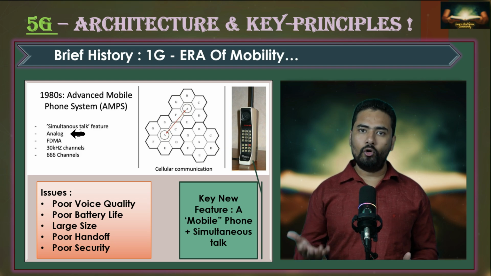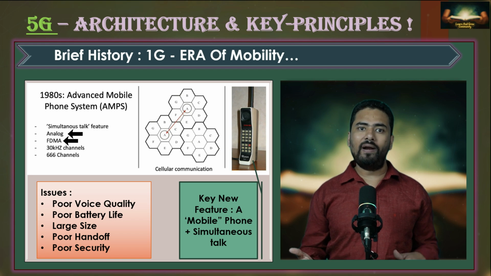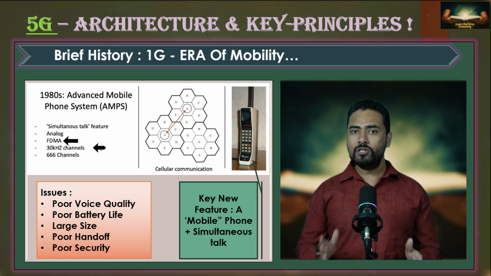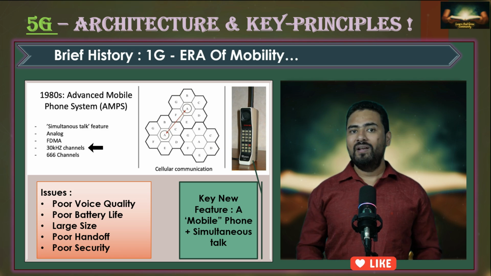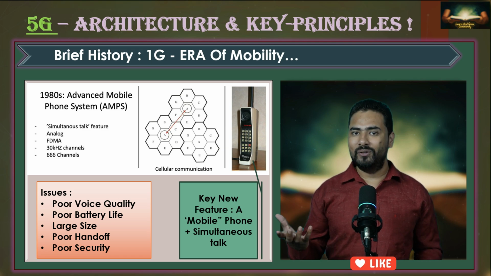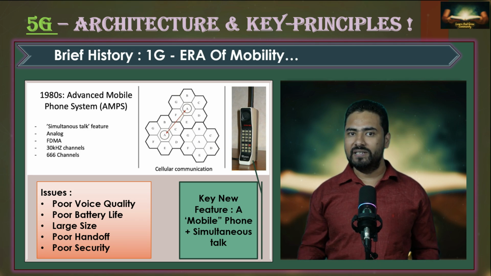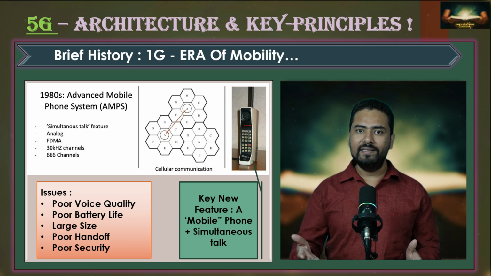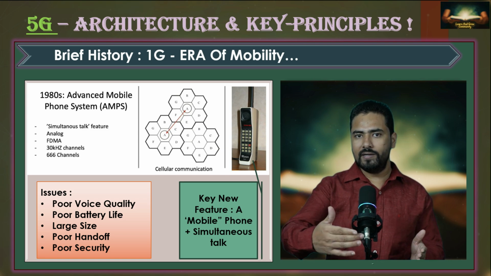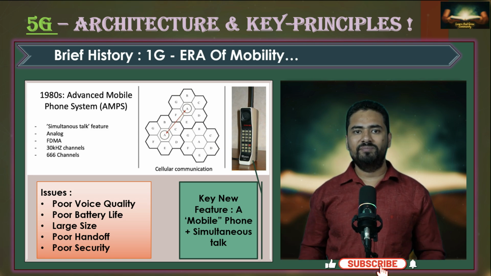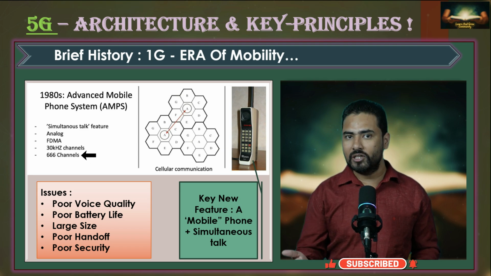AMPS used analog technology, and it used frequency division multiple access or FDMA. So each communication happens over a separate 30 kHz frequency channel. Another problem was bandwidth requirement, because now more users were expected to use mobile services. To fulfill that need, the FCC allocated the frequency spectrum from 824 MHz to 894 MHz. This bandwidth can accommodate around 666 channels.